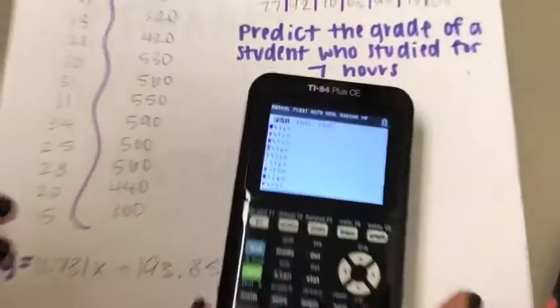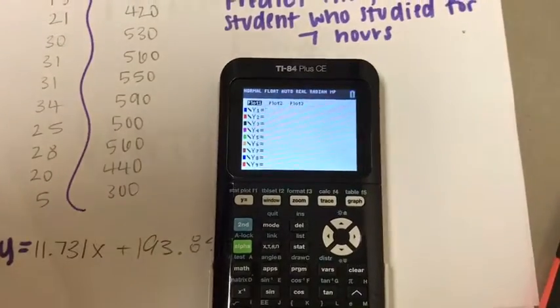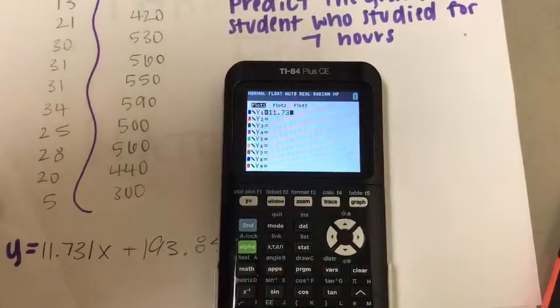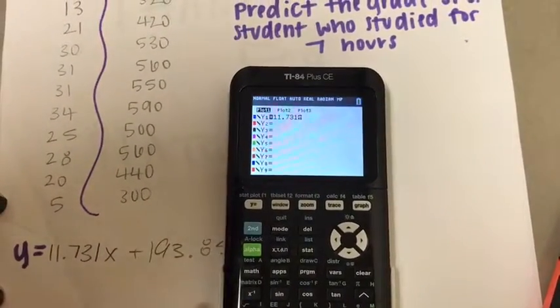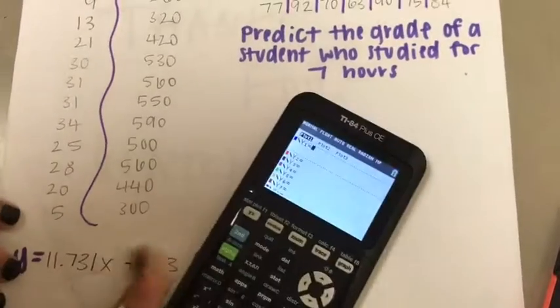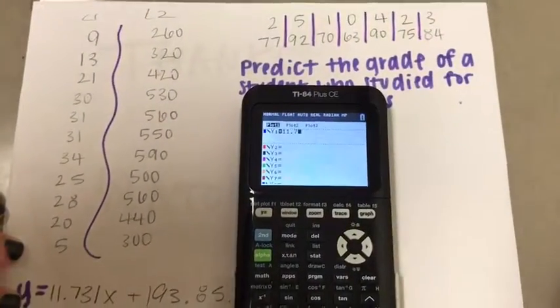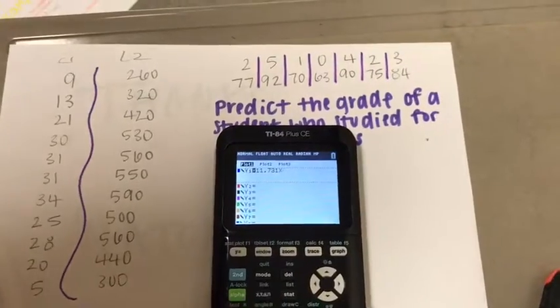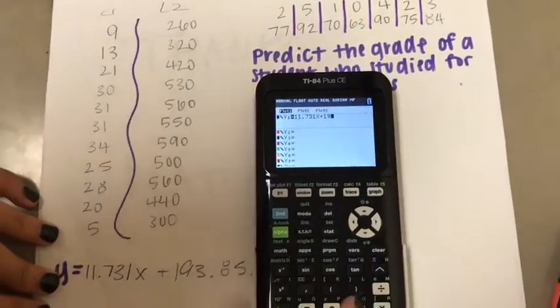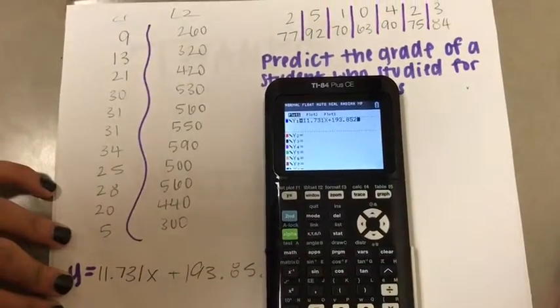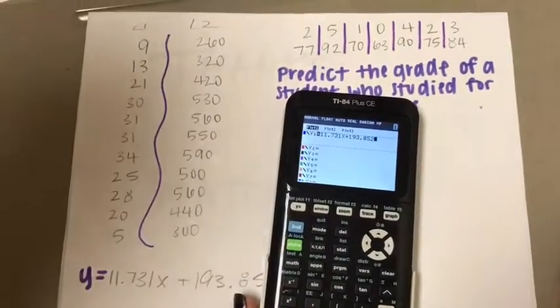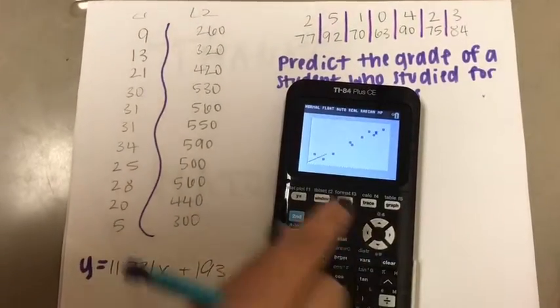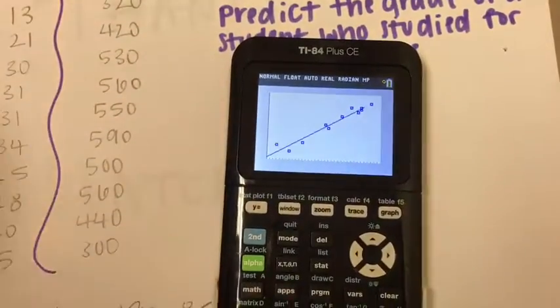And then you're going to plug that in to y equals, and you get 11.731 x plus 193.852. Then you're going to just hit graph, and that is your line of best fit.